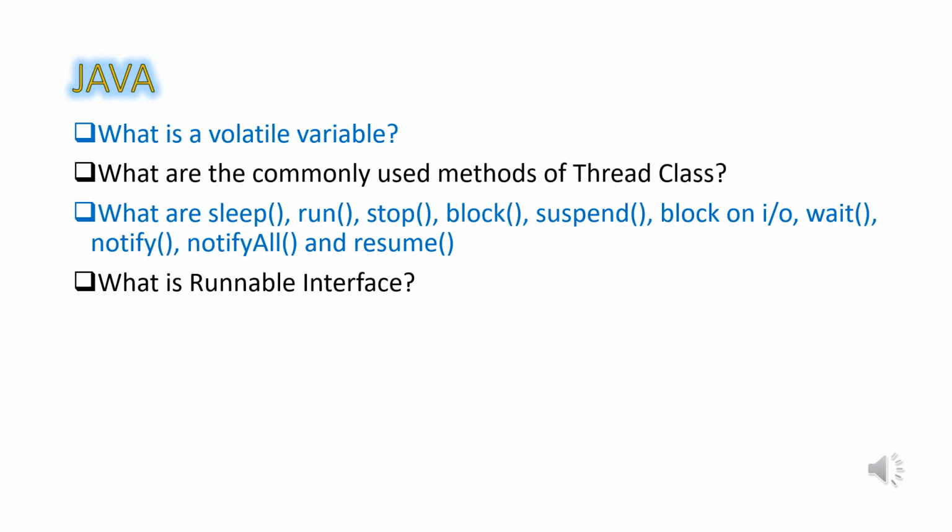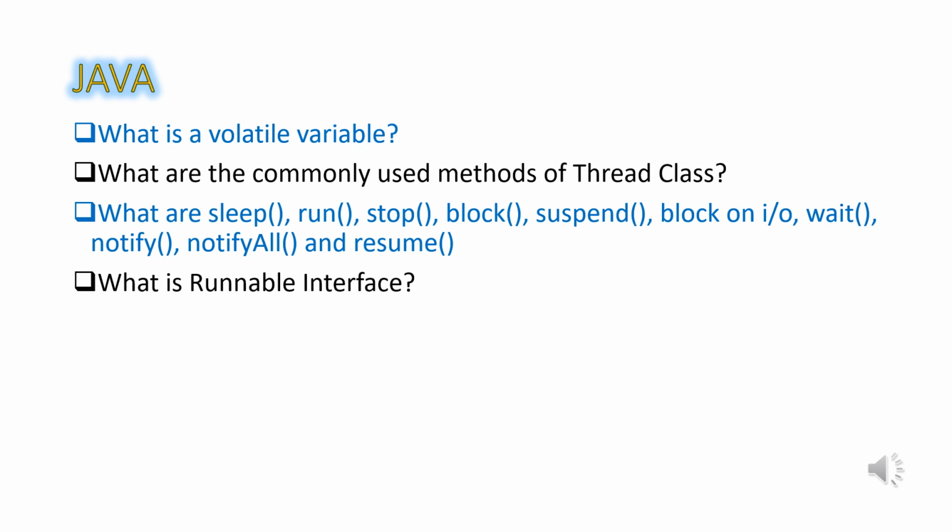Java questions. First one is what is a volatile variable? A volatile variable is used during the thread lifecycle duration. So it is available during only the thread lifecycle period. After that the values will be elapsed, so you can use this volatile variable during the time.